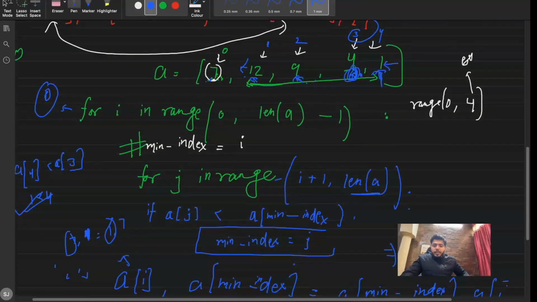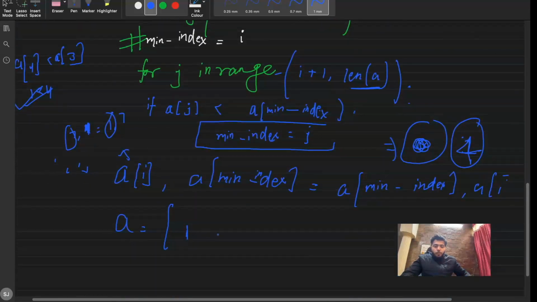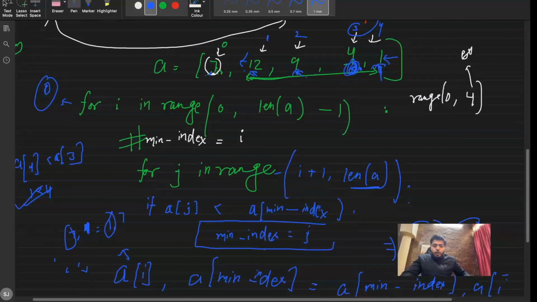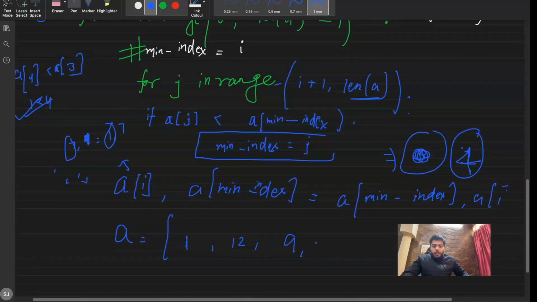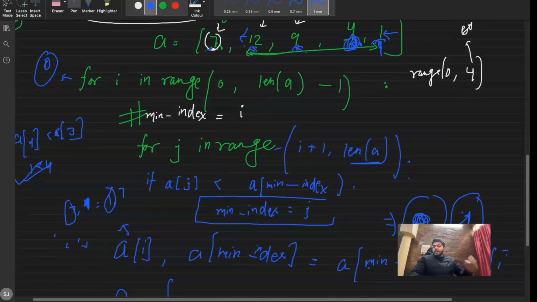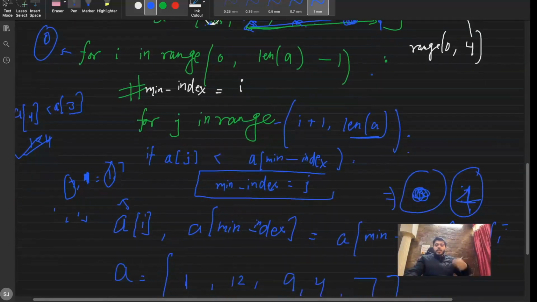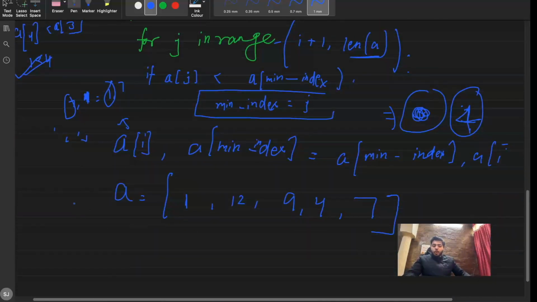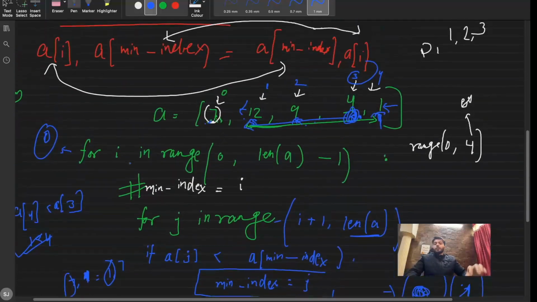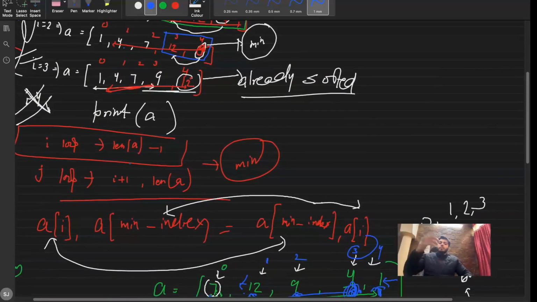After the first value of i loop, I will have 1 12 9 4 7. This is after the first value of i. We have to do it till what point? Length of array minus 1. So similarly, all of your array will be sorted. I hope you are clear now about the formula, about the manual run.